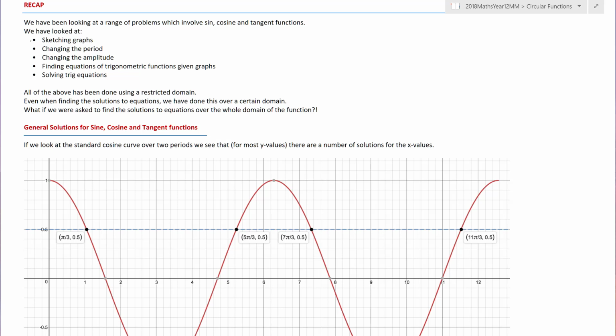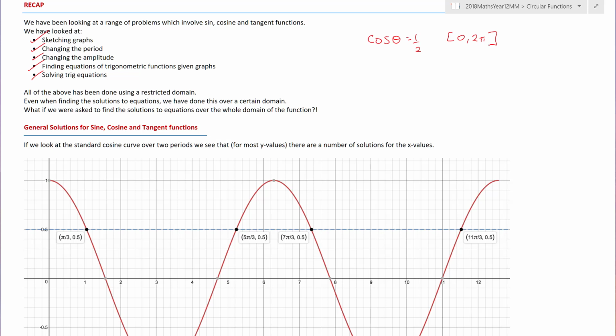As it says here, we've looked at sketching graphs, changing periods, changing amplitudes, finding equations of trig functions given graphs, and solving trig equations. Generally speaking, when we've solved those trig equations, for example cos theta is equal to half, we've always been given a domain. So we've been told to, for example, solve it between 0 and 2 pi. When we have that situation, we know the cosine curve has two solutions between 0 and 2 pi because of the period of cosine. We're looking, therefore, for two solutions.